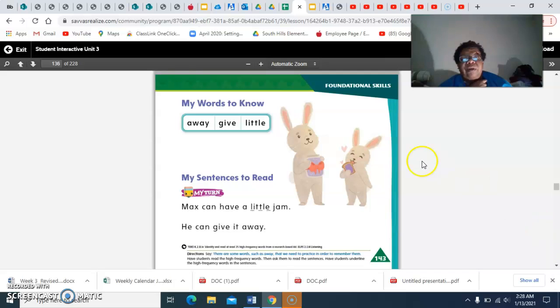Our focus for our sight words or high frequency words, we have away, give, little. Then you have sentences to practice. And then it says to underline the high frequency words. So look in the sentences and see if you can find the words away, give, little.